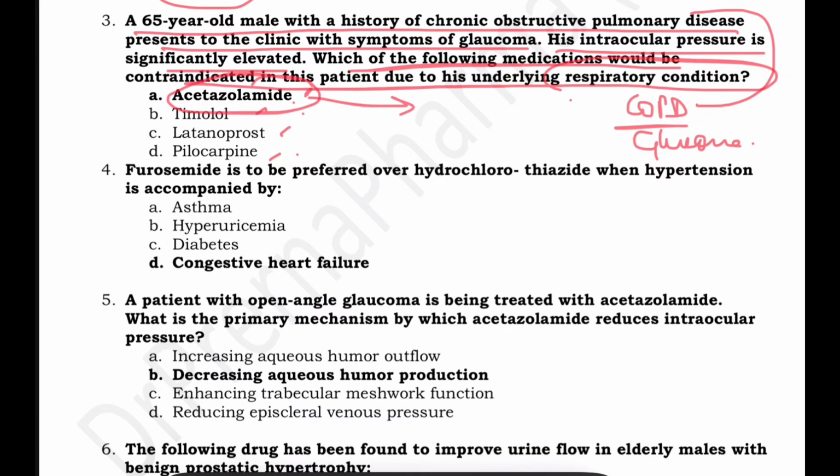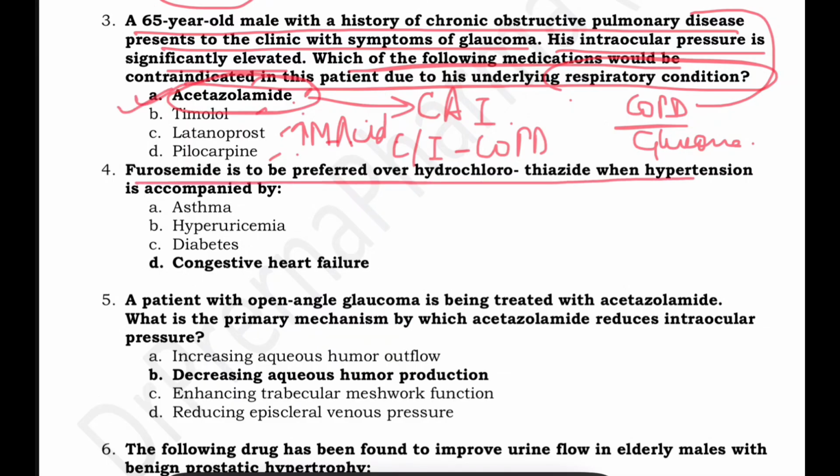That is acetazolamide, because acetazolamide is a carbonic anhydrase inhibitor, and it is contraindicated in patients with COPD because it can increase metabolic acidosis. It can exacerbate metabolic acidosis and also worsen the respiratory acidosis in COPD cases. So the correct answer is acetazolamide.